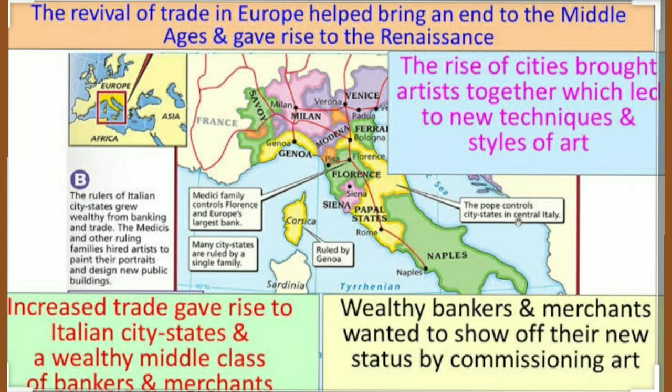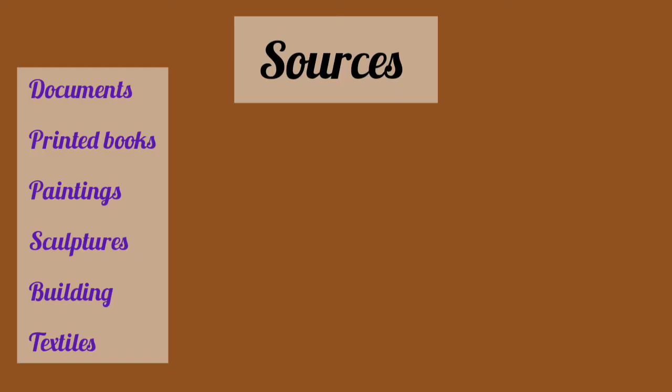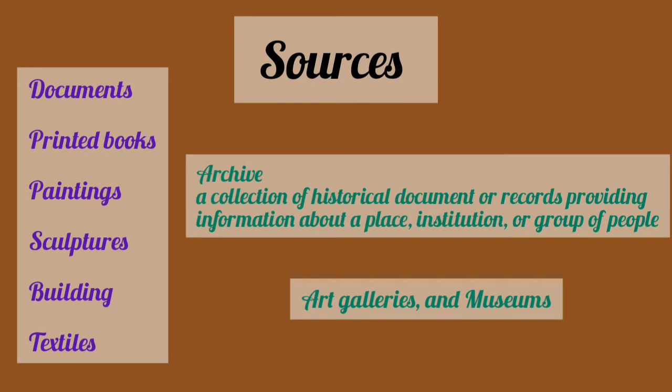And we are going to learn the changes which occur in that particular time period. We will learn about these changes with the help of various sources, which include documents, printed books, paintings, sculptures, buildings, and textiles. Much of these have been carefully preserved in archives, art galleries, and museums in Europe and America.